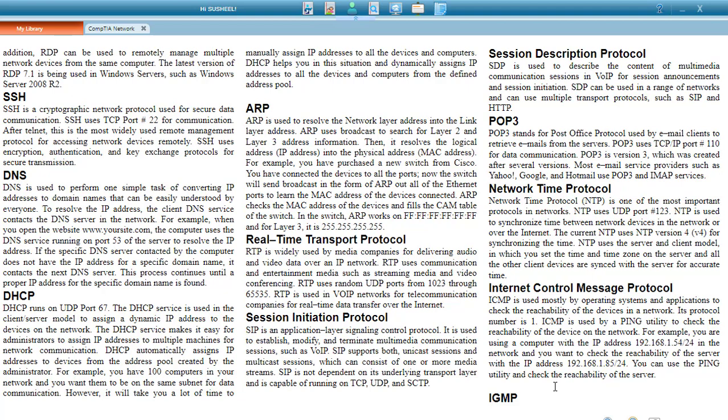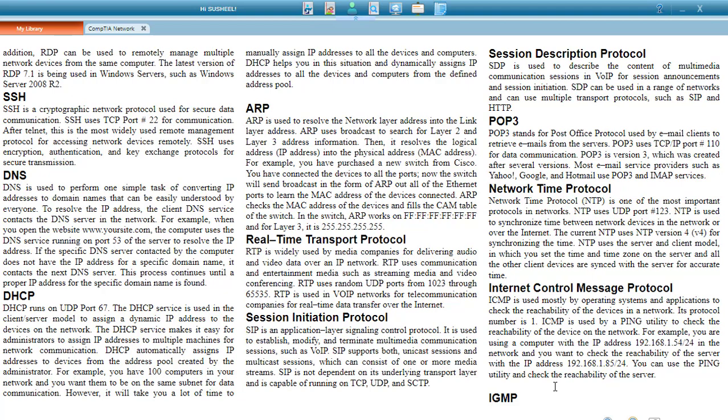Real-time Transport Protocol. RTP is widely used by media companies for delivering audio and video data over an IP network. RTP is used in communication and entertainment media such as streaming media and video conferencing. RTP uses random UDP ports from 1023 through 65,535. RTP is used in VoIP networks for telecommunication companies for real-time data transfer over the Internet.